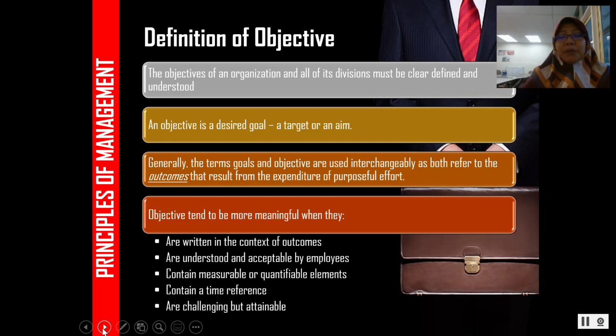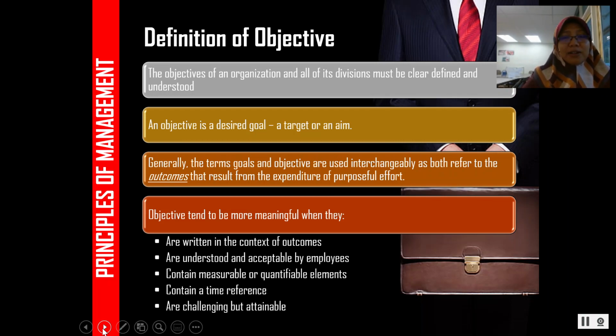Okay, so objectives tend to be more meaningful when, the first one, they are written in the context of outcome. The second one, the objectives tend to be meaningful when they are understood and acceptable by all employees. And the third one, the objectives tend to be more meaningful when they contain measurable or quantifiable elements. And the next one is that they contain a time reference.